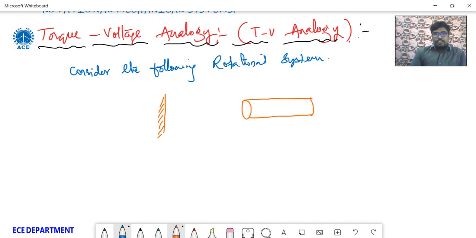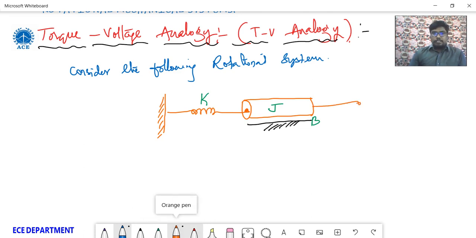This is the inertia element and this is the spring element, which is connected here, and we have a ground here. This is the spring element, this is the inertia element, and here we have a dashpot. Now there is an externally applied torque and velocity. So this is the given rotational mechanical system. Let us write the torque equation directly.